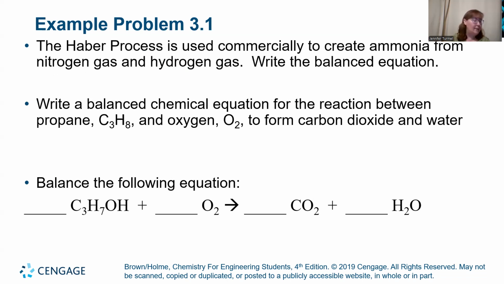Okay, so the Haber process is used commercially to create ammonia from nitrogen gas and hydrogen gas. And we're going to write a balanced equation for that. So let's take a look at what that's going to be. First of all, we have nitrogen gas, which is N2, and we have hydrogen gas, and it's going to create ammonia.